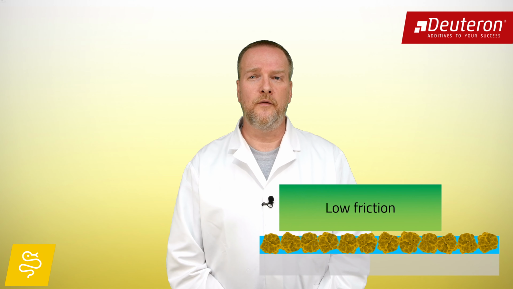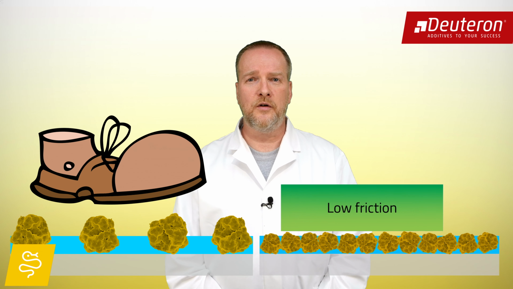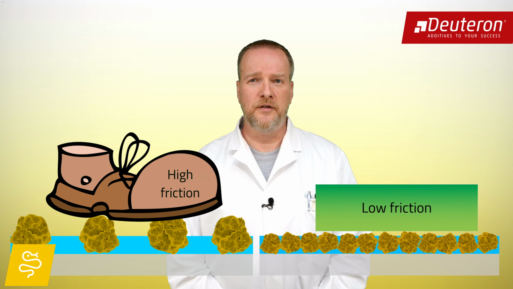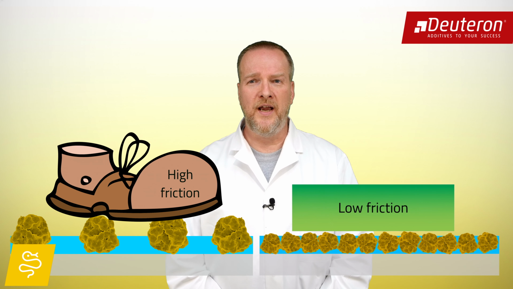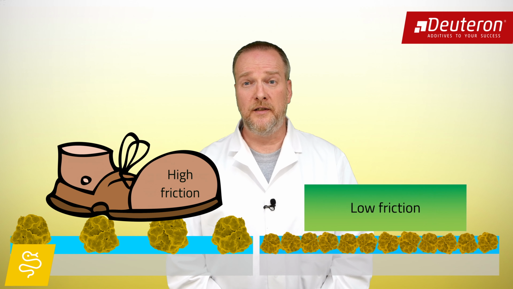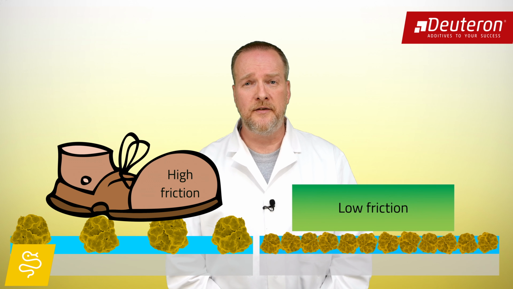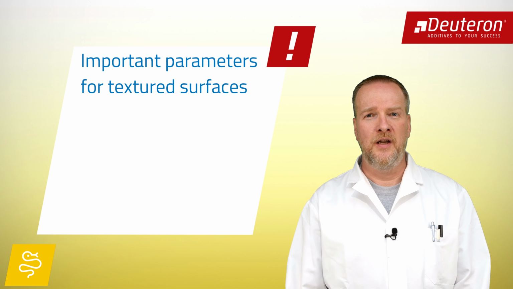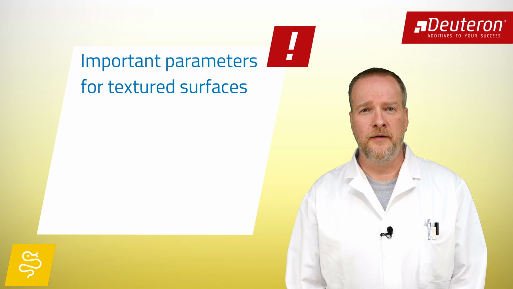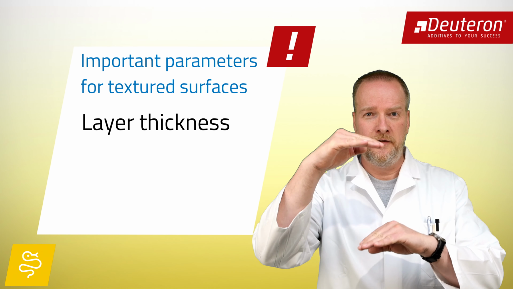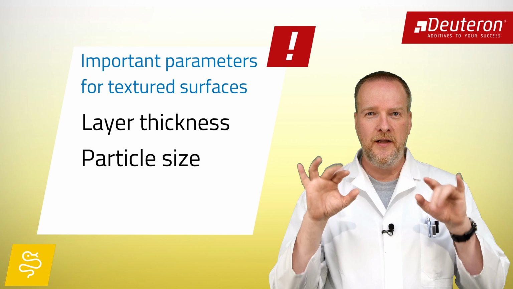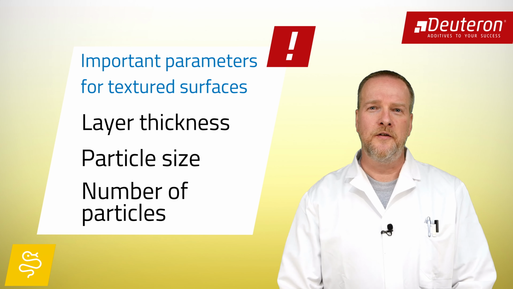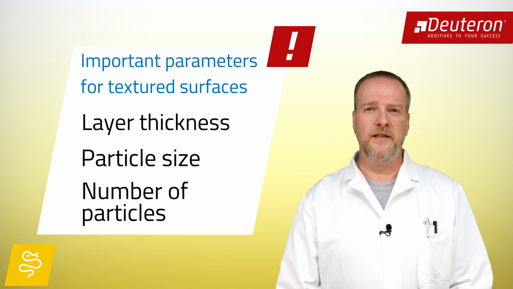Reducing the coefficient of friction with fine particles or increased friction with coarse particles is possible. Depending on the formulation, almost all requirements and standards for slip classes can be met. Rough surfaces by particles depend mainly on three important parameters and their ratios to each other: the layer thickness, the particle size, and the amount of particles. If you consider this, all your desired effects are possible.